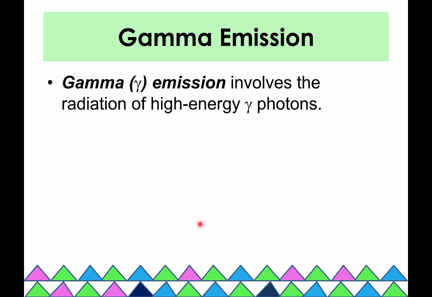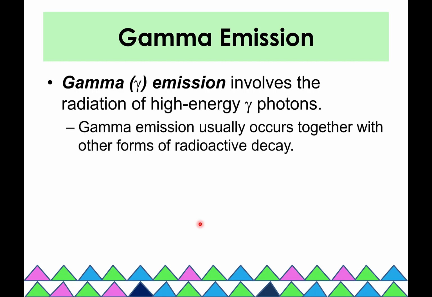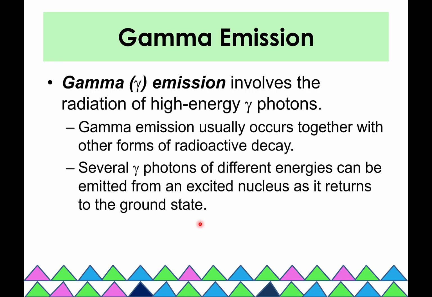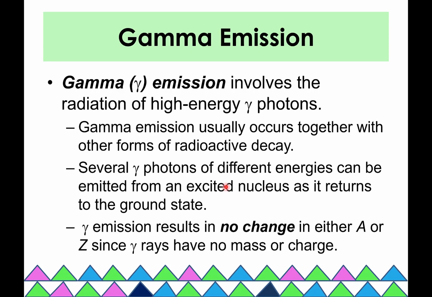So gamma emission involves the radiation of high energy gamma photons, and gamma emission usually occurs together with other forms of radioactive decay. So remember, we were talking about this conservation of energy. So in order for energy to be conserved, often gamma radiation will also be emitted. So several photons of different energies can be emitted from an excited nucleus as it returns to the ground state. Gamma emission results in no change of either the mass number or the charge, since gamma rays have no mass and no charge.